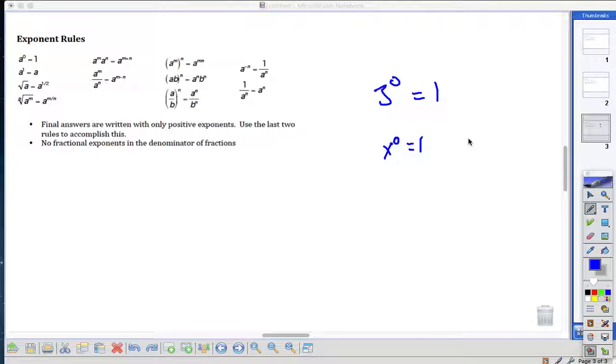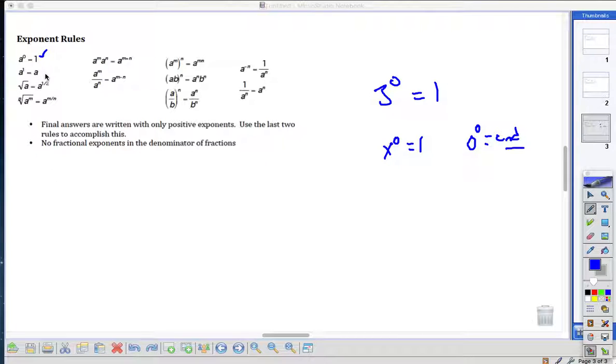If I give you anything at all to the 0 power, it's 1, with the exception being 0 to the 0 power, which is undefined. So anything else besides 0 to the 0 power is simply just the number 1. Okay, so we got that one done. The next one is just as simple.